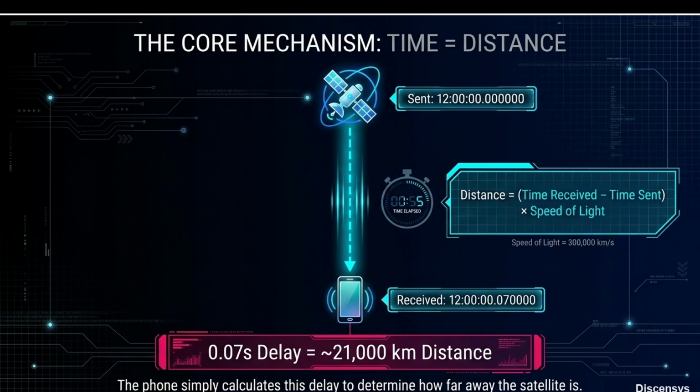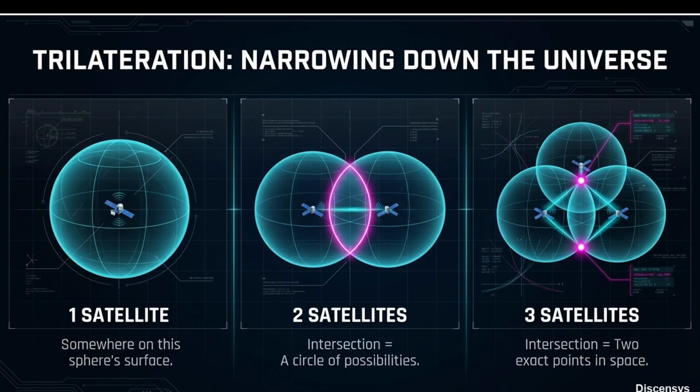Okay, so suppose there is a delay of 0.07 seconds, we are going to multiply it with 3 lakh kilometers per second, and we are going to get around 21,000 kilometers distance between our device and the satellite which sends the signal. The phone simply calculates this delay to determine how far away the satellite is. Okay. Trilateration is a technique which is utilized for the GPS.